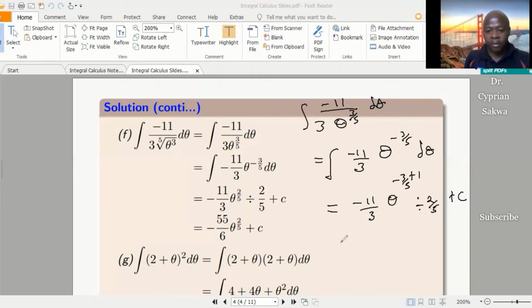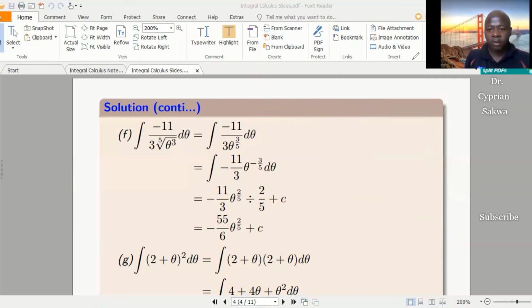So when that happens, this is the same as you multiply by the reciprocal of this. So when you do that, you get negative 55 out of 3 theta raised to 2 out of 5 plus constant of integration. Those are 2 there, so this becomes 6. And so that is what I got. That's what you get when you do that. And let's look at the other question, the following example.